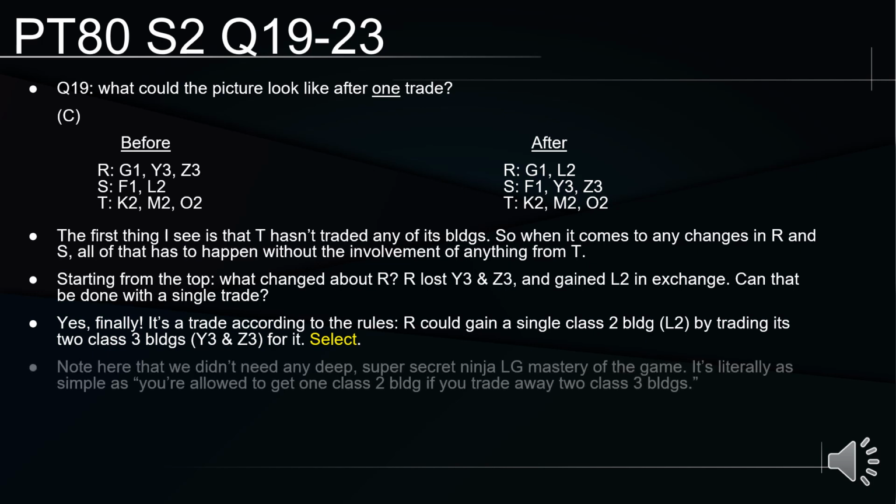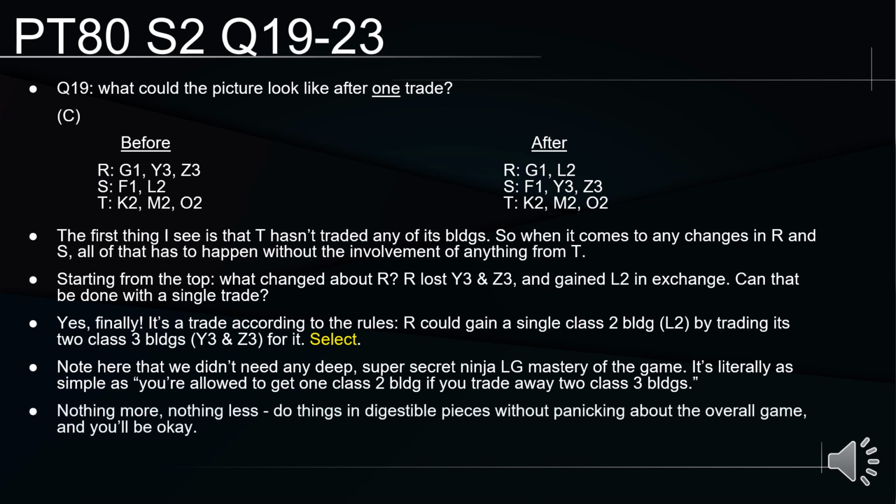So we select it. So note here that we didn't need any deep, super secret ninja mastery of this game. It's literally as simple as you're allowed to get 1 Class 2 building if you trade away 2 Class 3 buildings. It's literally just one rule. That's it. Nothing more, nothing less. As long as you do things in digestible pieces without panicking about the overall game and panicking about not having super control over every single aspect of it, you're going to be okay. It's going to turn out fine.